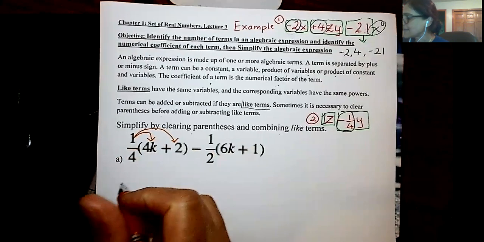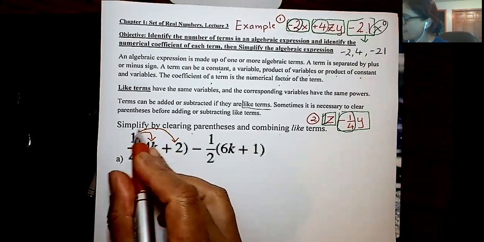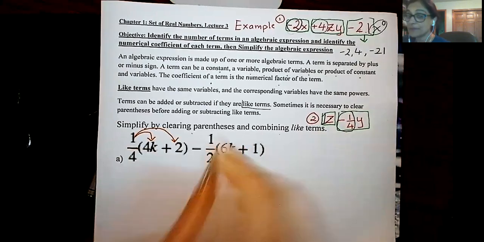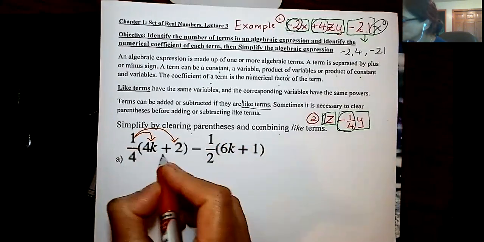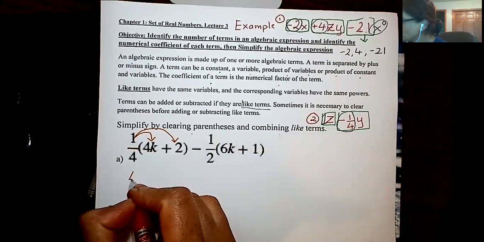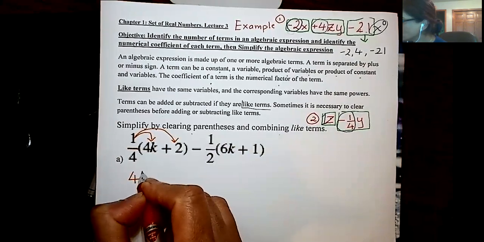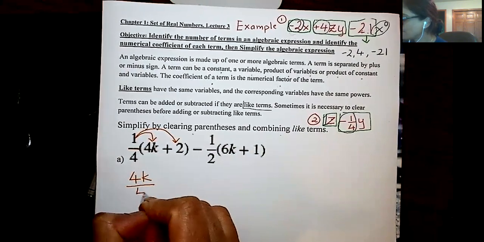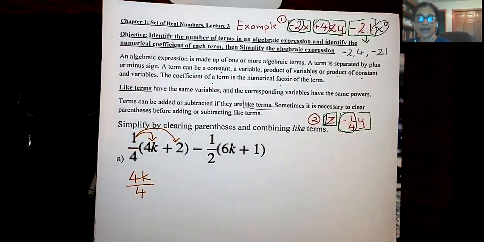Let me go to the next step after I distribute. Now, because this is multiplication and this is multiplication, there are just 2 terms. Okay, so when I distribute, I'm distributing the 1/4 to the 4k. So it is 4k multiplied by 1/4, the 4 goes in the denominator.